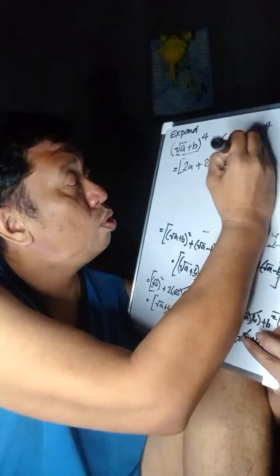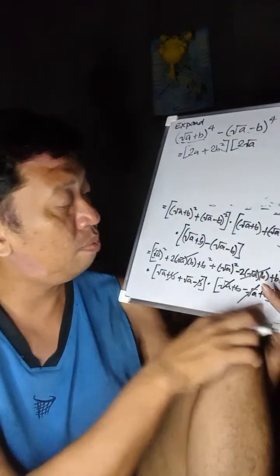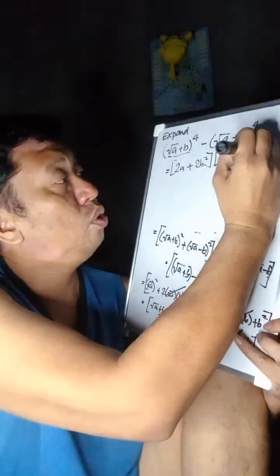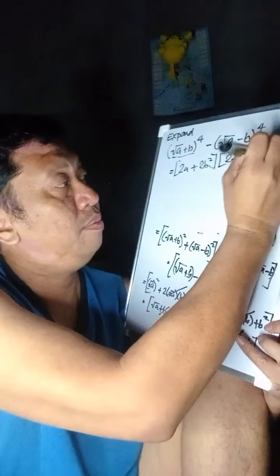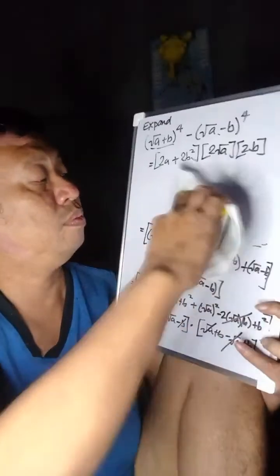Square root of a plus square root of a. So that's 2 square root of a times 2b. Okay? So it's much more simplified now. Then what do we do here?